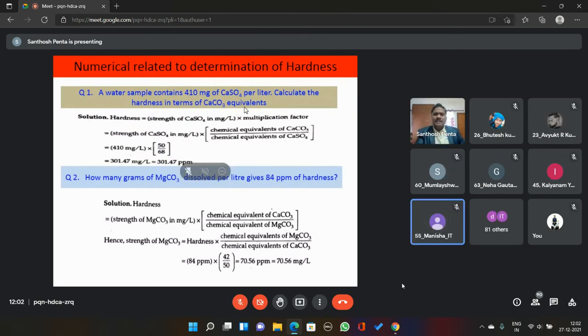Let us assume that another numerical you can go through. Here another numerical was there. How many grams of magnesium carbonate dissolved per liter gives 84 ppm of hardness? See here what he is asking. We have to calculate the magnesium carbonate grams. See here, what is the equation actually?